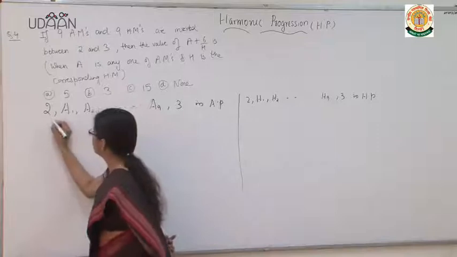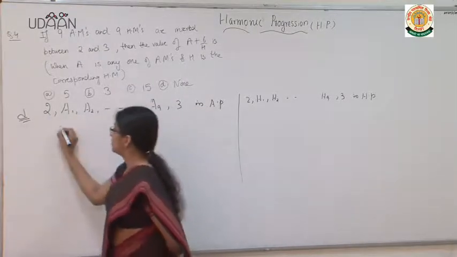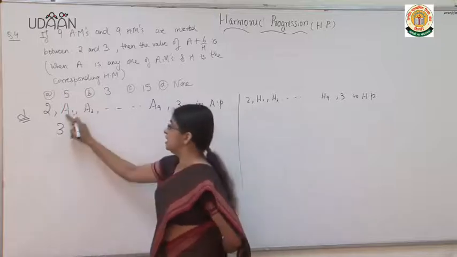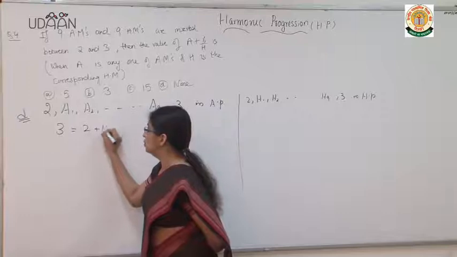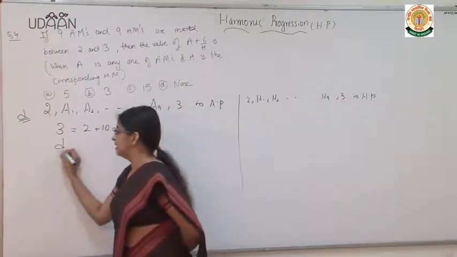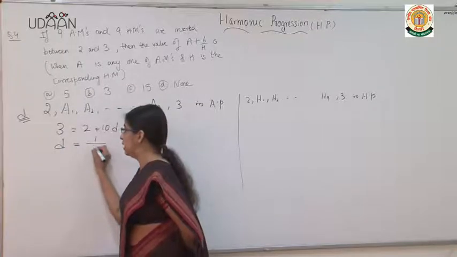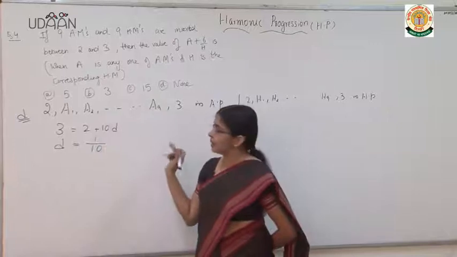Let's simplify it. Let D be the common difference of the arithmetic progression. Then which term is 3? The 9, 10 and 11th term. So 2 plus 10D is 3. From here get the value of D. D is coming out to be 1 by 10 for the arithmetic progression.